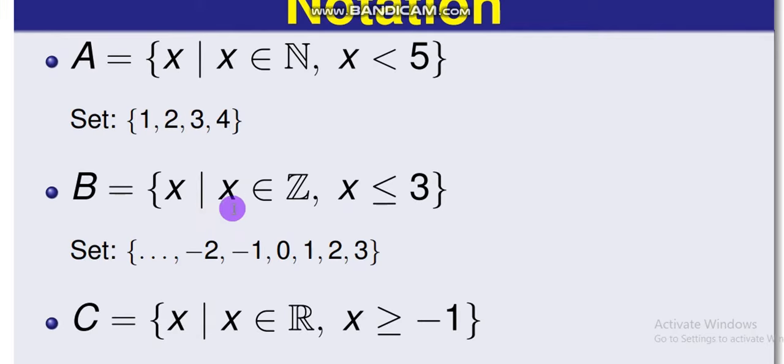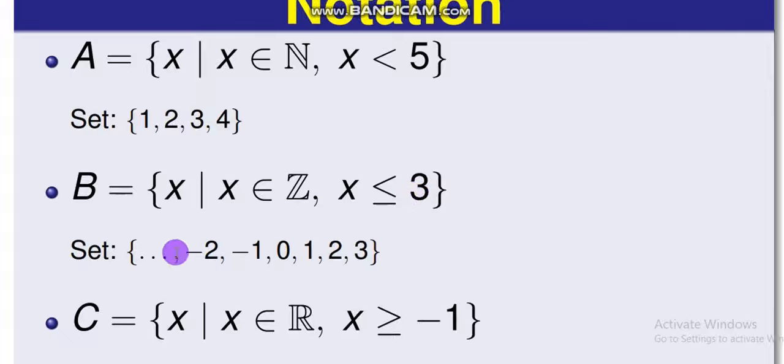The first condition says that X is a member of, or is an element of, integers. Integers are whole numbers. They can be positive whole numbers, they can be negative whole numbers, and 0 is included. So the first condition is that my X has to be a whole number, and the second condition is that it should be less than or equal to 3. You see, 3 is included here. Here it says less than 5, so 5 is not included. But here they say less than or equal to 3, so 3 is included.